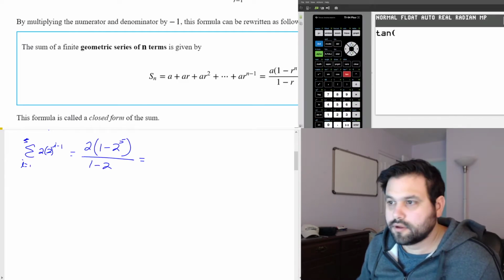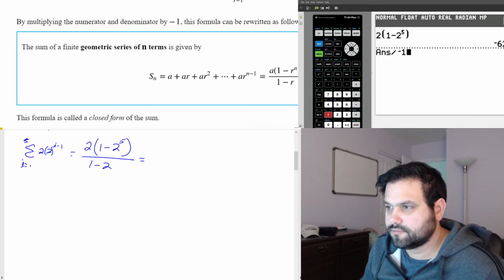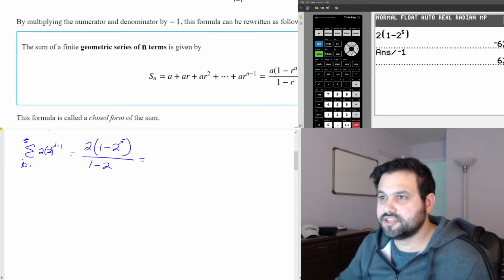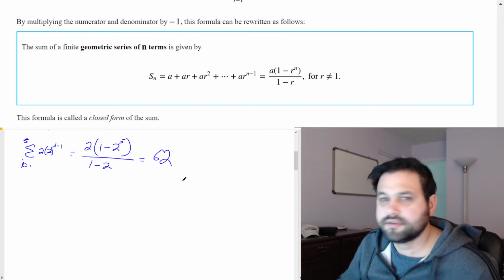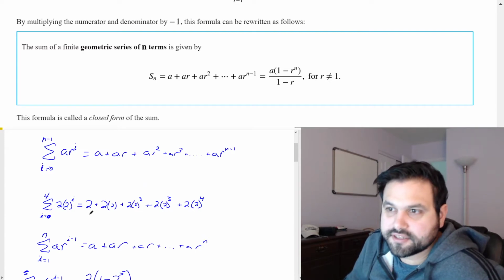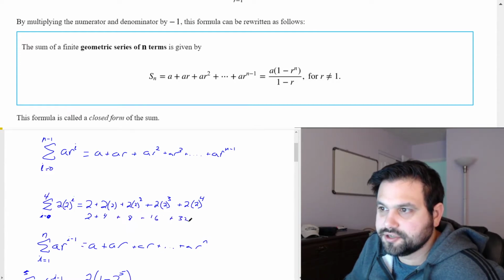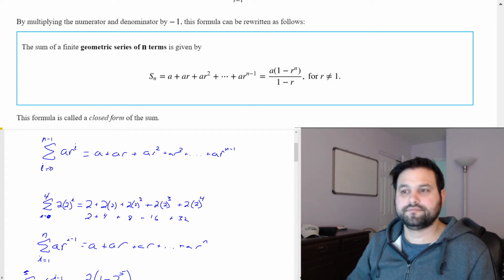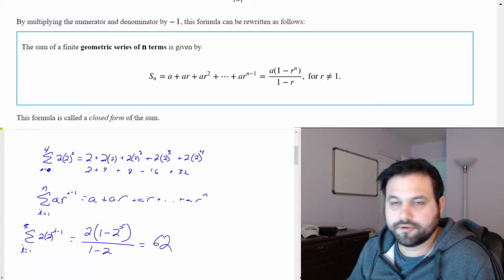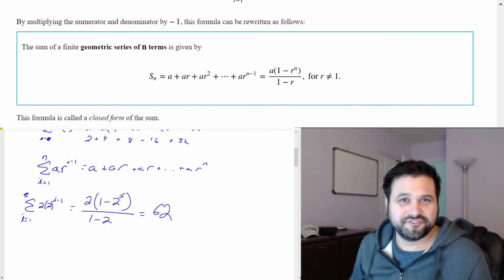We got 2 times 1 minus 2 to the 5, and we're dividing that by 1 minus 2, which is negative 1. 62. And so the sum here is 62. Okay, now that's what we would have gotten up here if we would have evaluated this, right? This is 2 plus 4 plus 8 plus 16 plus 32. Add those things up, we'll get 62. Okay? So same thing. This is the formula we use. Really, that's it for this section.